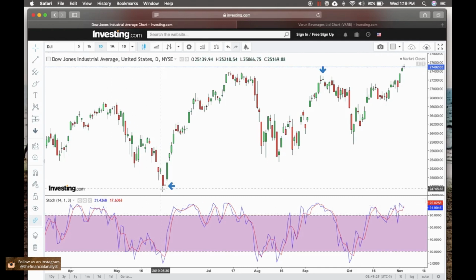So Doji, as we've already discussed, is a reversal pattern. We had very good strength in the downtrend. We had a very big, large red candle showing us that the sellers were in control.